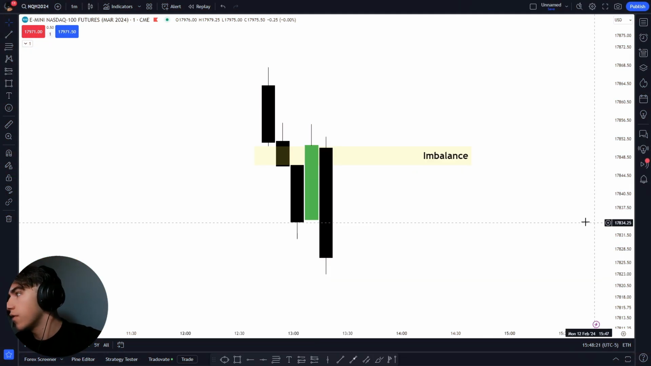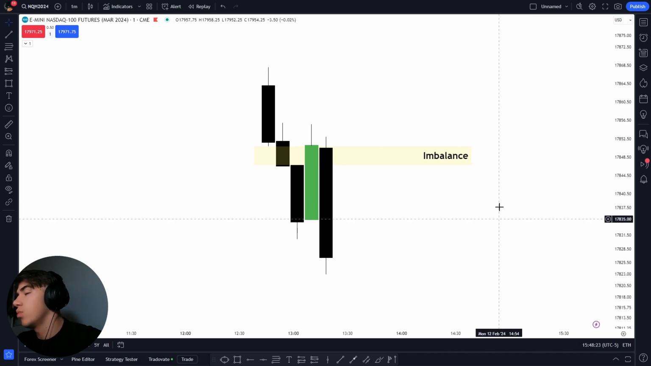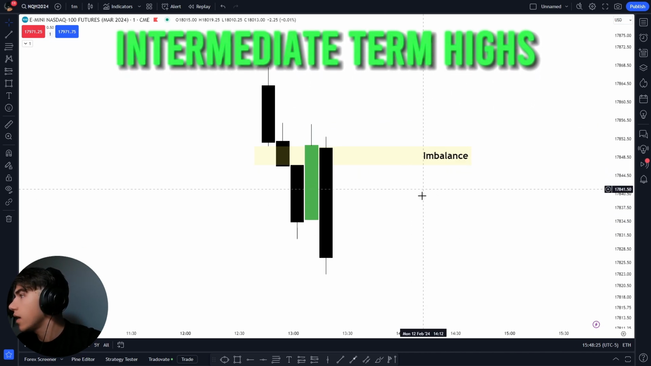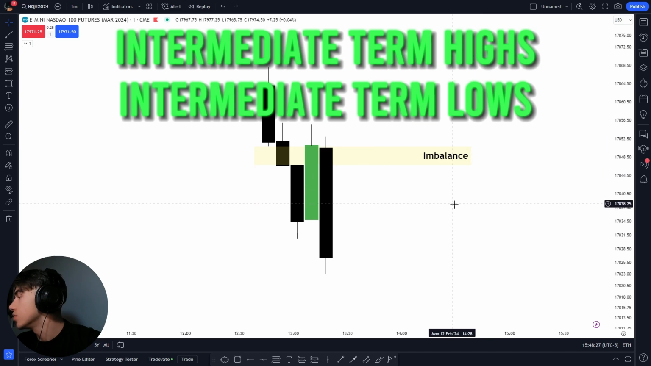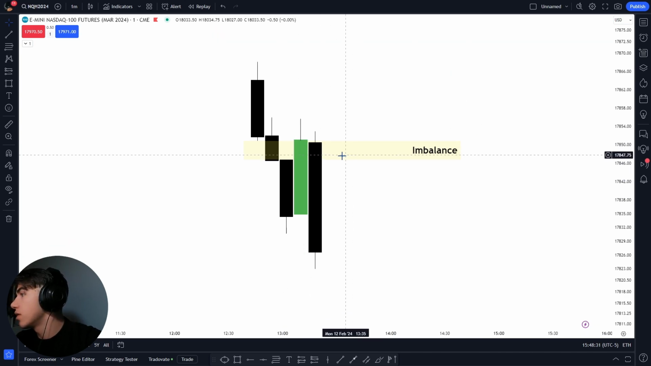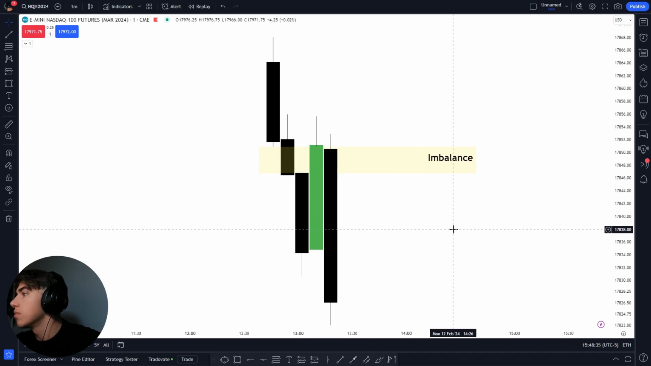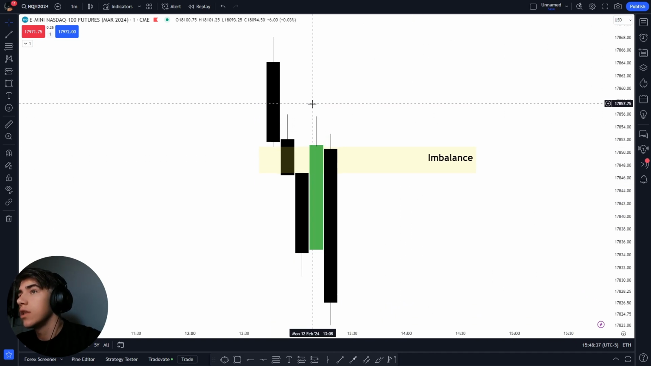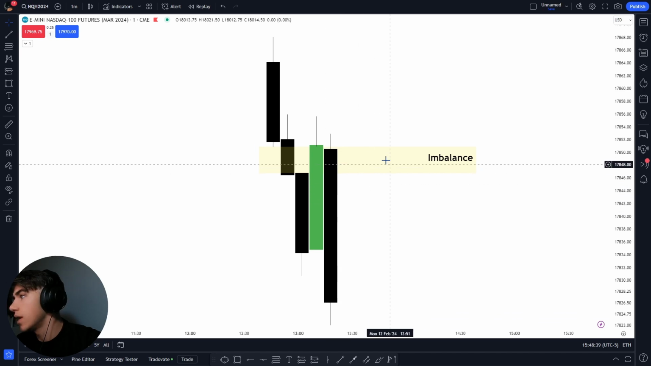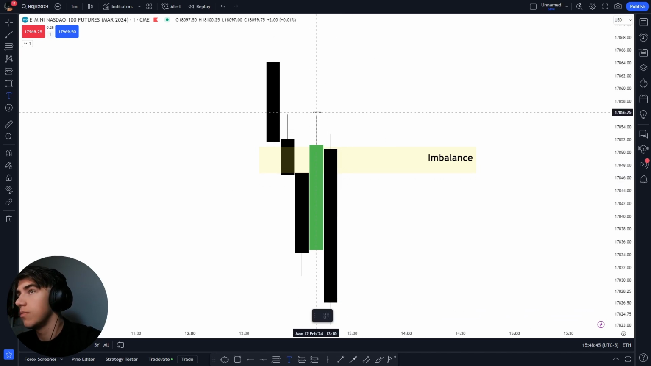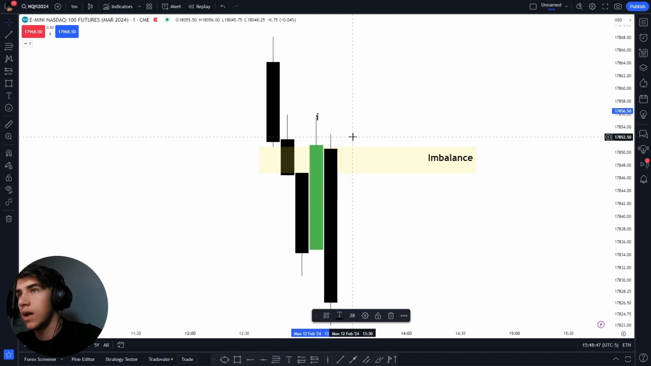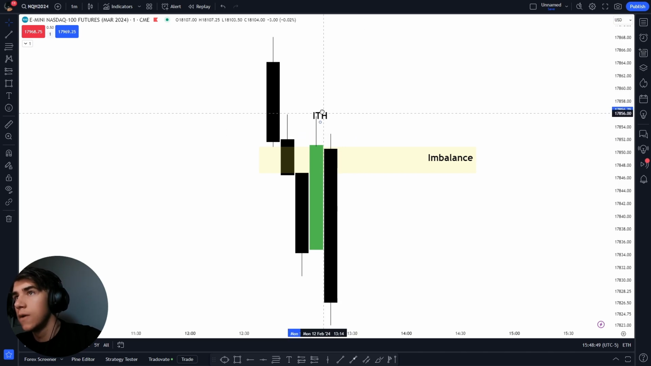Okay, so the first thing that we're going to be talking about is what we call intermediate term highs and intermediate term lows. Now right here, we have a perfect example of an intermediate term high. Basically, all that this means is that you'll have a swing high that filled an imbalance. That is what we call an intermediate term high, right? ITH for short.